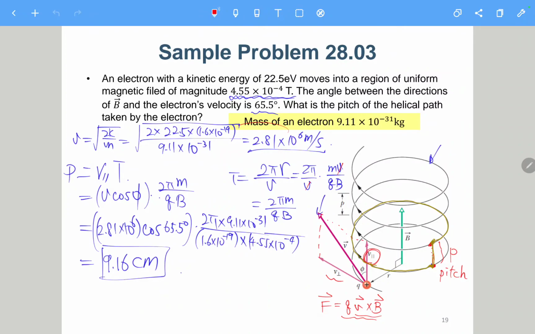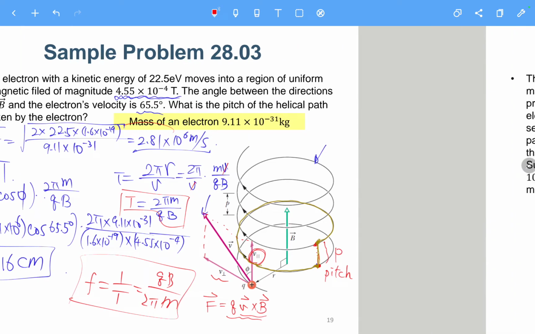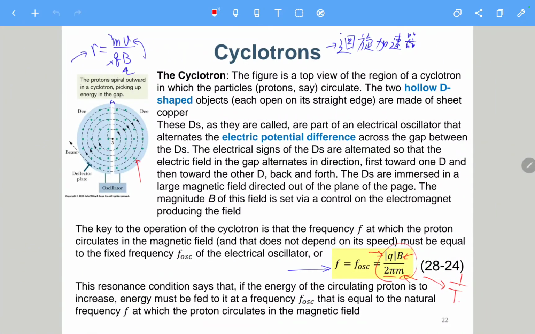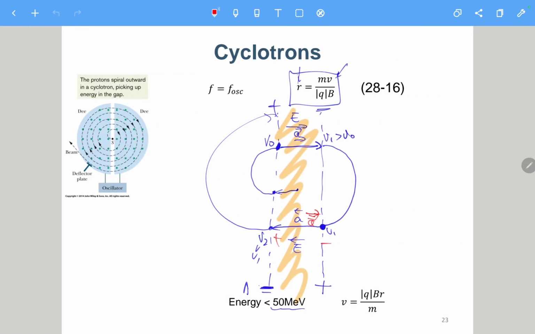Here we derive this is the period of the circular motion. So taking the reciprocal of it, F equals 1 over T will be QB over 2 pi M, like this. So which is actually this one. So we need to control the frequency of swapping the potential here, so that it keeps accelerating the particle. Okay.